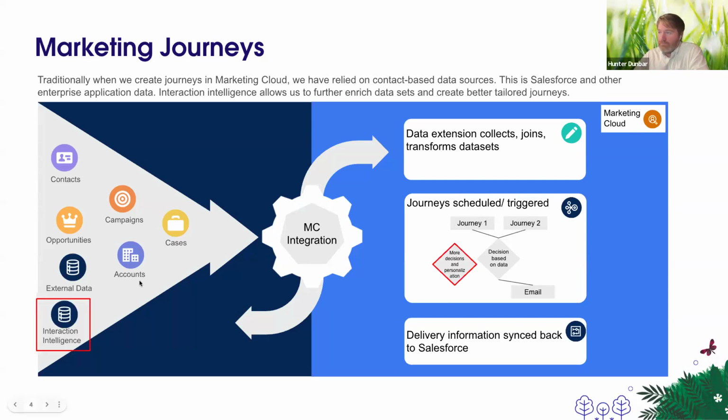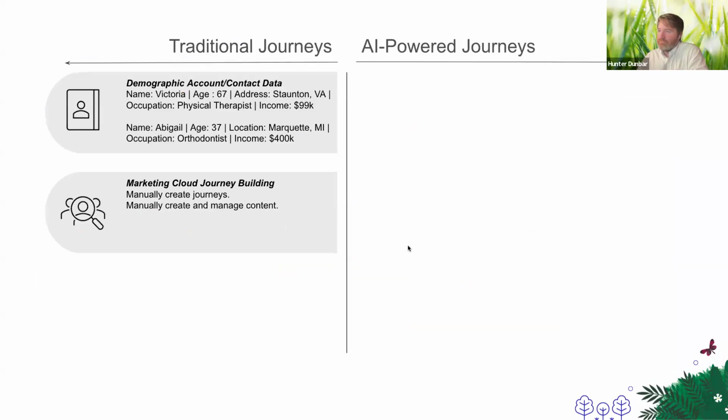And so what I'll be presenting on, Tim's going to talk about some of the features and capabilities on the Marketing Cloud side, but what I'll be talking about is introducing more personalized data to this process through interaction intelligence. And so you can see we'll add more sources on the left, we'll have more detailed journeys on the right. So with your traditional journey, you've got basic demographic contact account detail from Salesforce. And we're going to be manually creating our journeys, pointing and clicking in the application, manually creating and managing content.